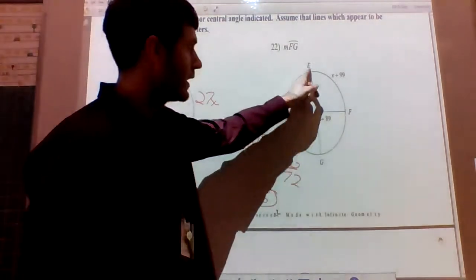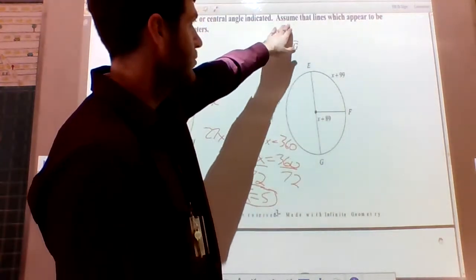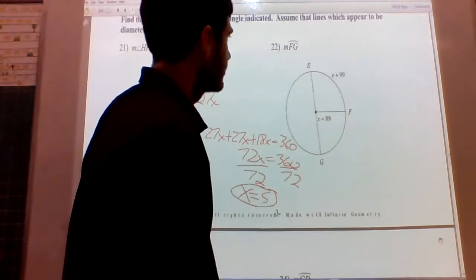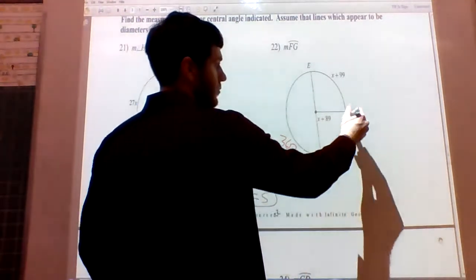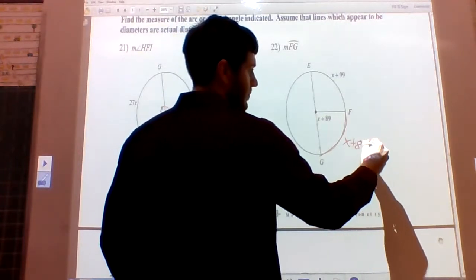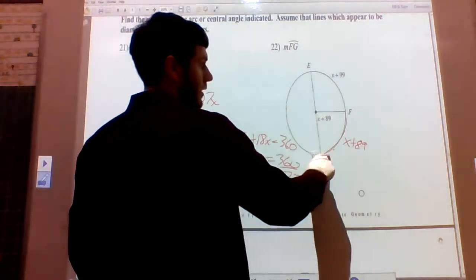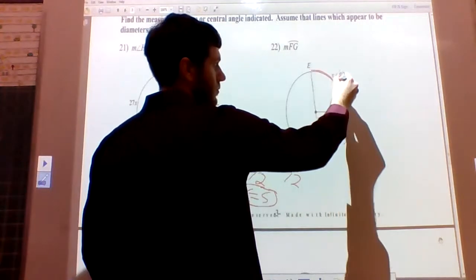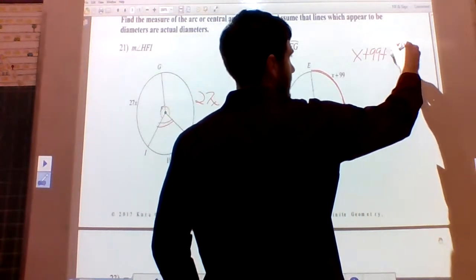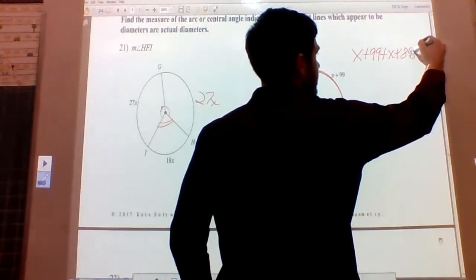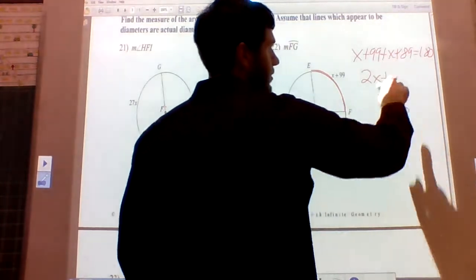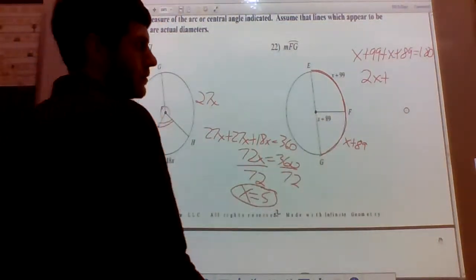Here, EG is a diameter. Assume lines that appear to be diameters are actually diameters. So we want to find the measure of FG, which is this piece right here. We know that's going to be x plus 89. And again, here we have a semicircle. So x plus 99 plus x plus 89 is going to equal 180. So we have 2x plus 188.